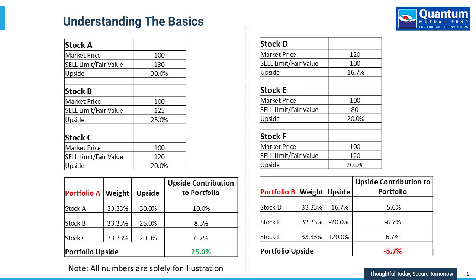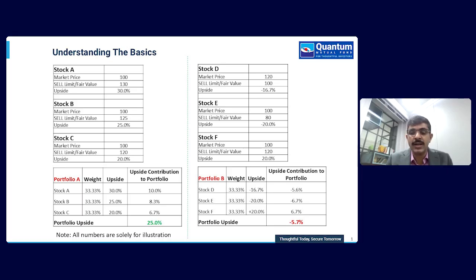So when you add those individual downsides or upsides of individual stocks, in the case of portfolio B, you get a portfolio upside of minus 5.7%. So as the market recognizes the true potential of this portfolio, there is a possibility that the portfolio could decline by 5.7% over that forecast horizon.